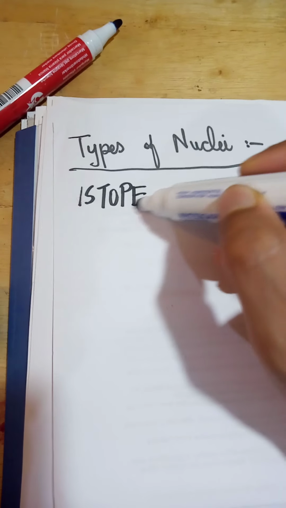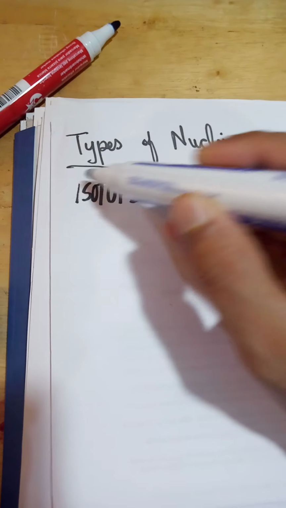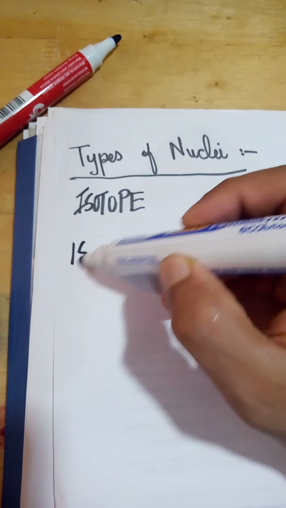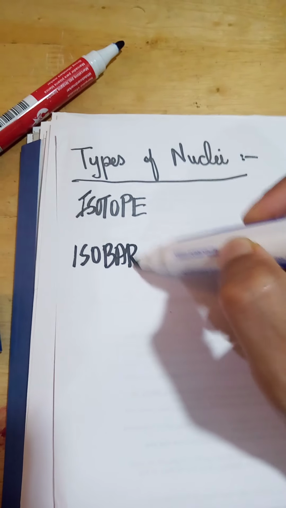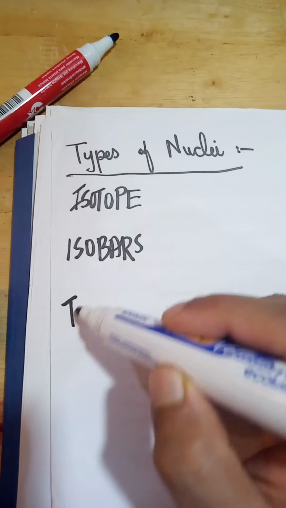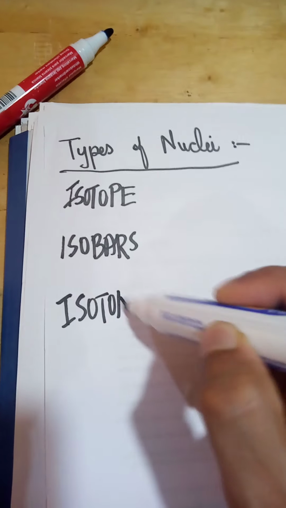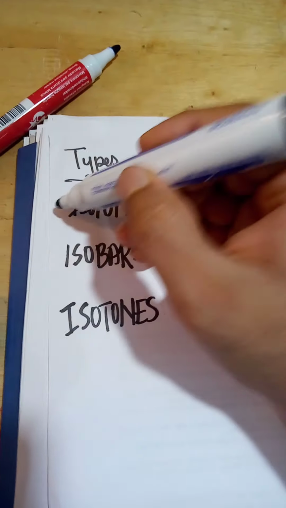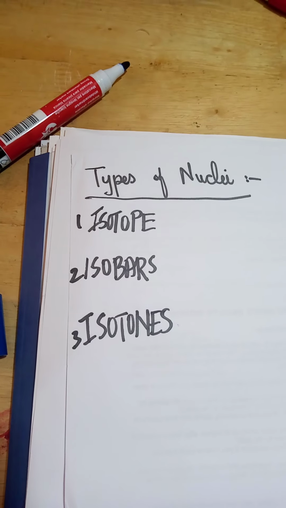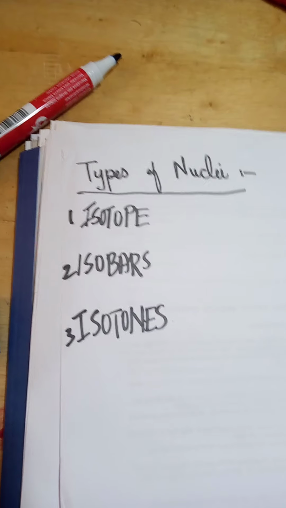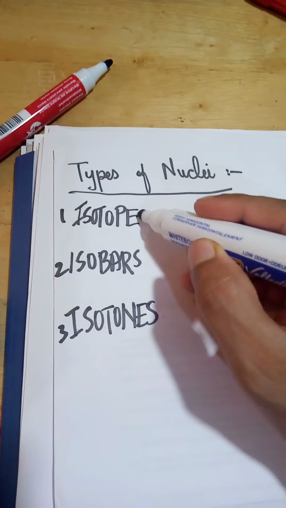Now, I'm not going to go into physical chemistry where we talk about isotope, allotrope, but it's a bit similar, but it's quite different. And then isobars and isotones. Now, that's 1, 2, 3. So, I wanted to just talk about isotope, isobars, and isotones.